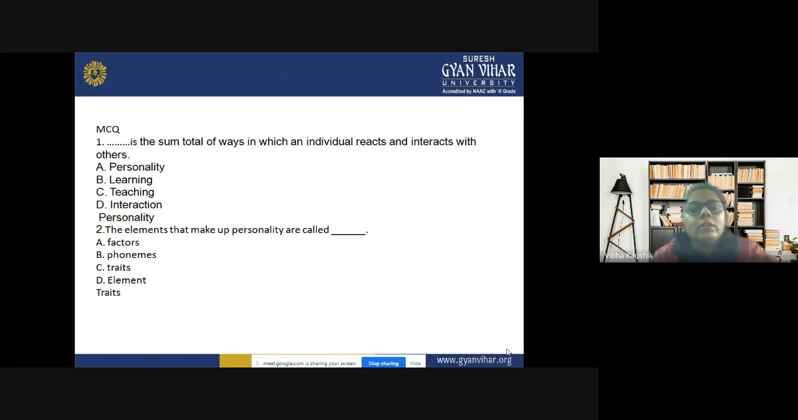Now the second one: the elements that make a personality are called. The different elements that make a personality, what do we call those elements? Now the options are A, factors, B, phenomena, C, traits, or D, element. So students, these are the options. Now you have to select the correct answer on the basis of the given choices, and the correct answer will be option C, that is traits.